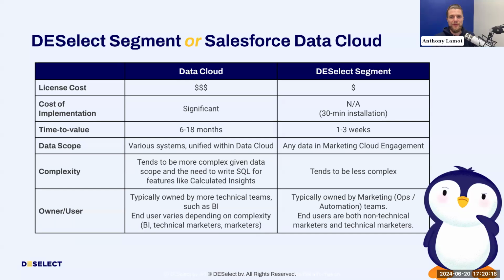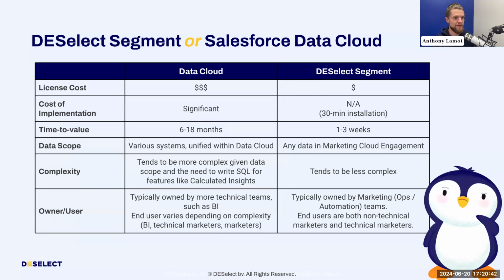First of all, I think it's really important to understand that these are just very different kinds of animals, right? They're very different beasts. Data Cloud is a CDP. That's a platform in itself that has multiple capabilities, whereas DESelect segment is but one module of the DESelect MOP, which in itself has a somewhat different purpose than the CDP. So really, what you're trying to do is really important here.